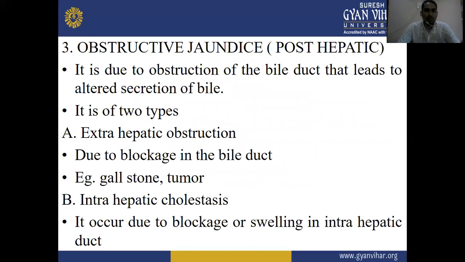Next one is obstructive jaundice. Obstructive jaundice means post-hepatic jaundice. It is due to obstruction of the bile duct that leads to altered secretion of bile, and it is of two types.